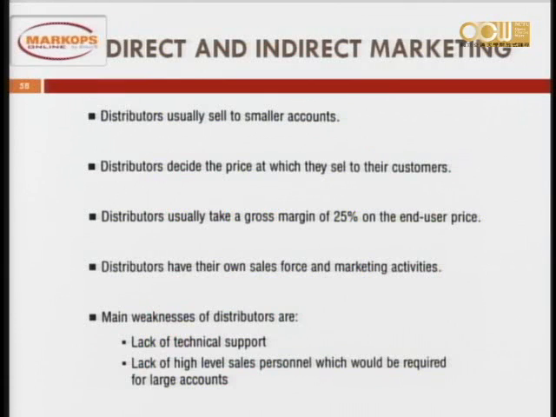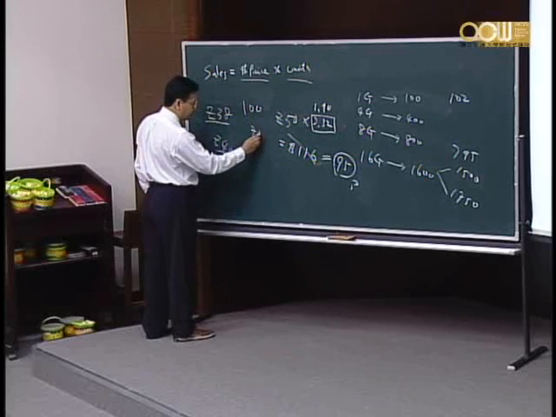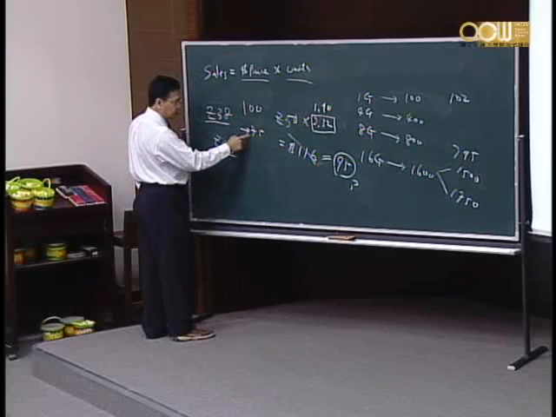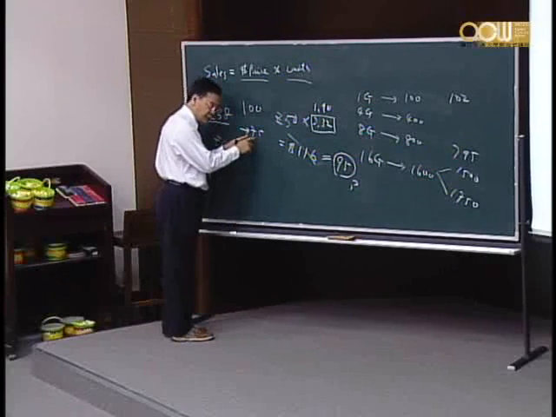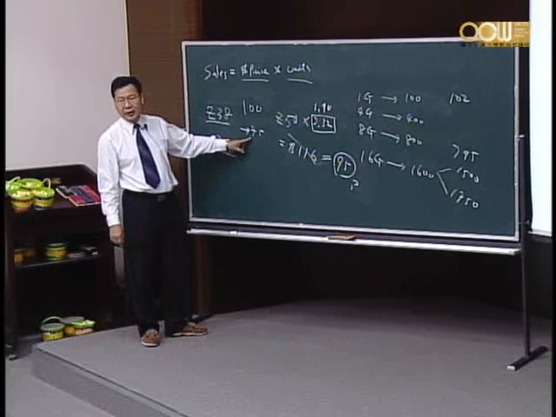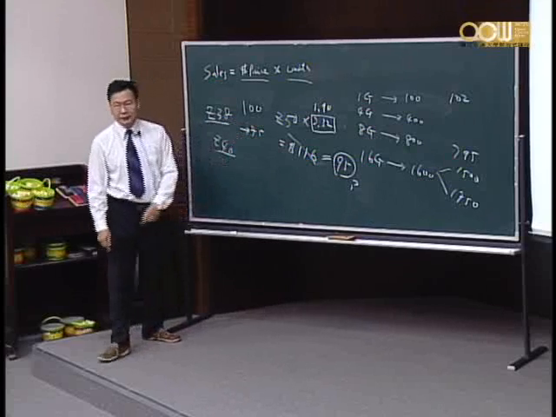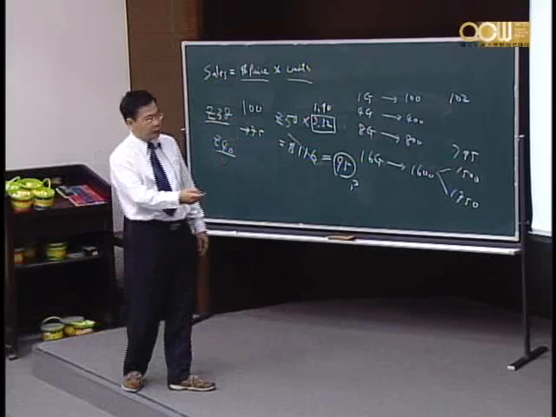So a distributor usually takes a gross margin of 25 on the end user price. If the market price is 100, they will take 25. For this calculation, it's very easy. Suppose the market price is 100, they take 25, so it turns out this is your selling price to the middleman. The end price will be 100. They take 25% of that.